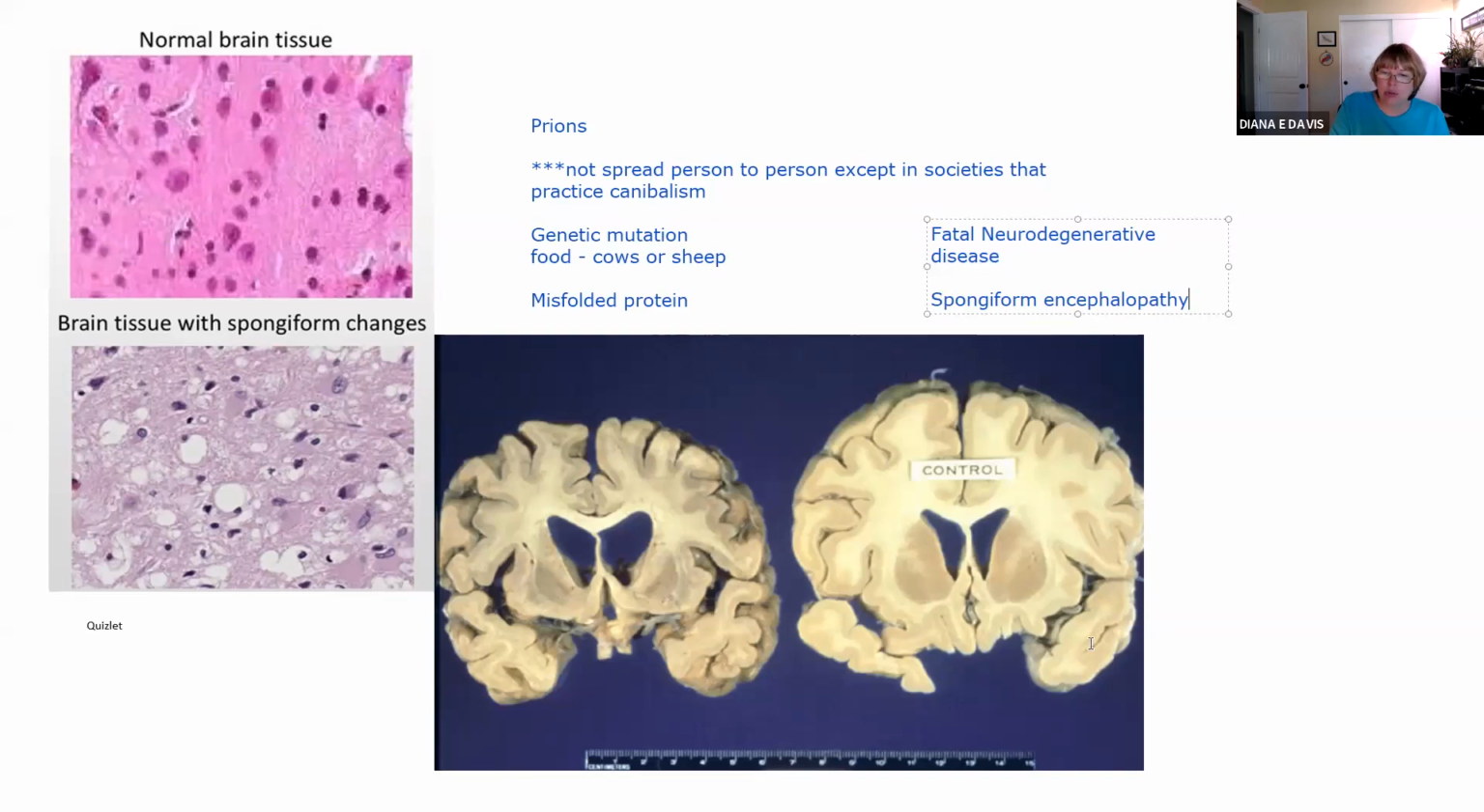And here's a normal brain, cross section. Here's an infected brain. You can see that a lot of the tissue has been lost. The folds are bigger, the cavities are bigger. There's just less brain matter. It's causing a lot of cells to die. Okay. That is that. Our next topic is going to be HIV.